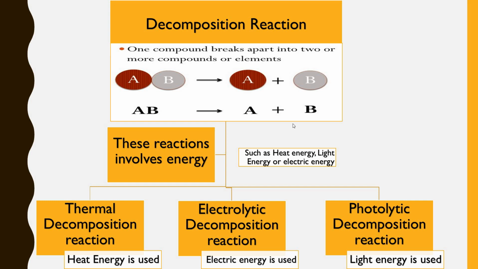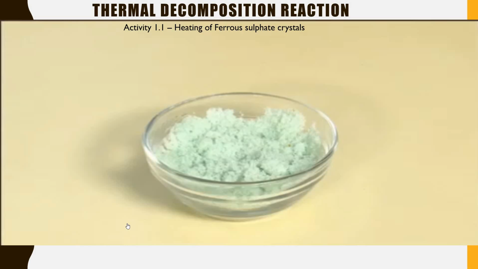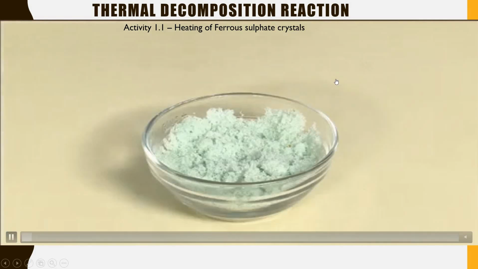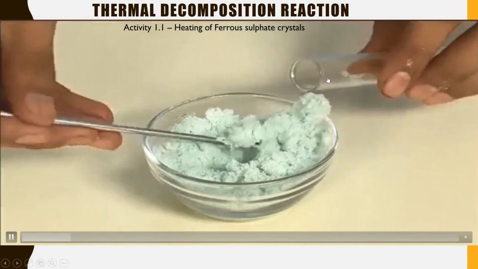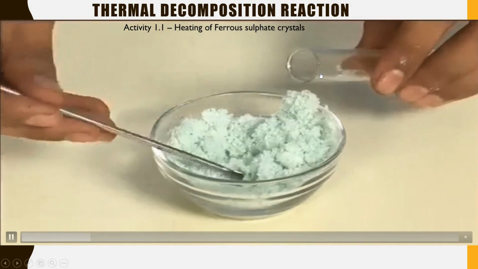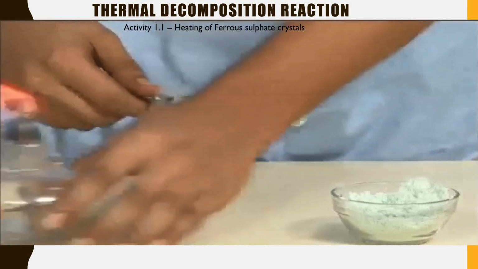Depending upon the energy used, decomposition reaction can be classified into three: thermal decomposition, electrolytic decomposition, or photolytic decomposition. What is thermal decomposition reaction? Let's perform an activity of heating of ferrous sulfate crystals. Ferrous sulfate crystals are pale green in color. Take some amount of ferrous sulfate crystals in a clean and dry test tube. Heat it over the flame.